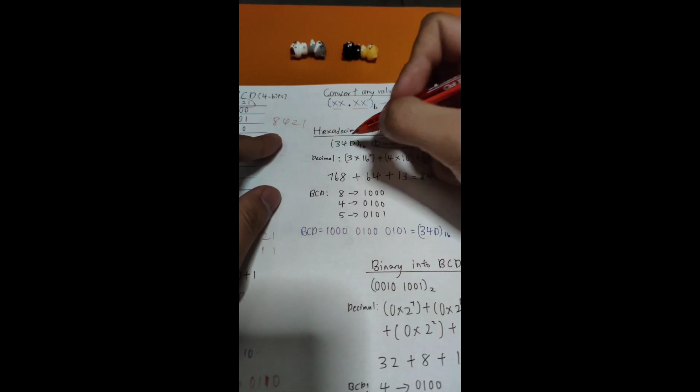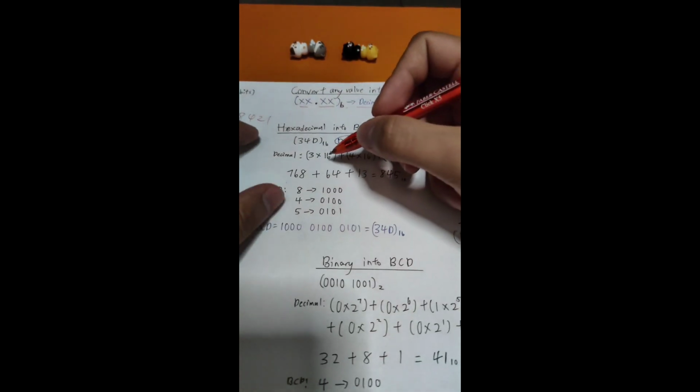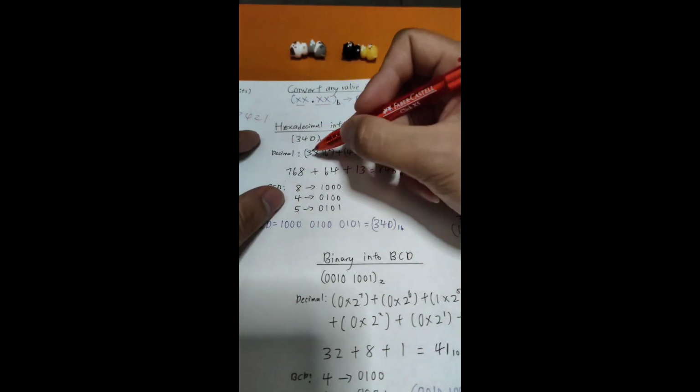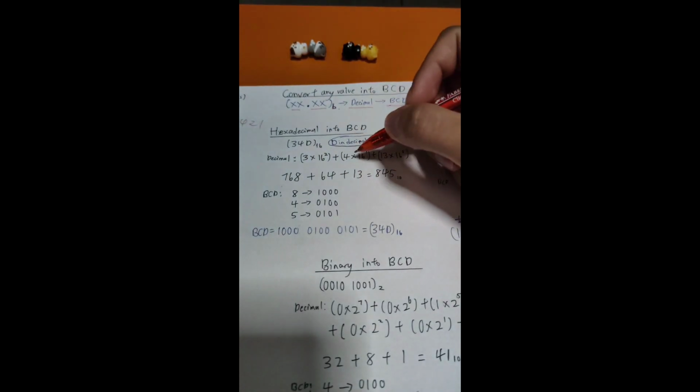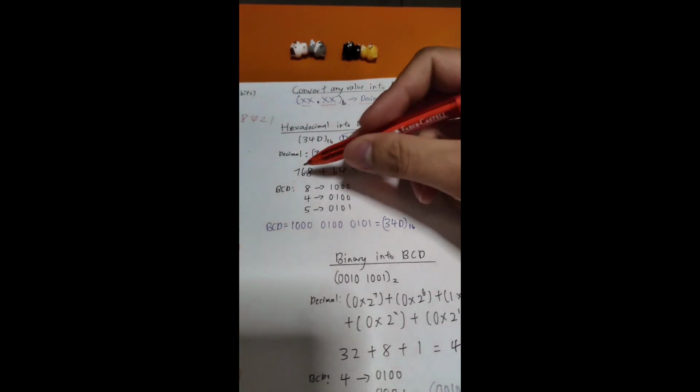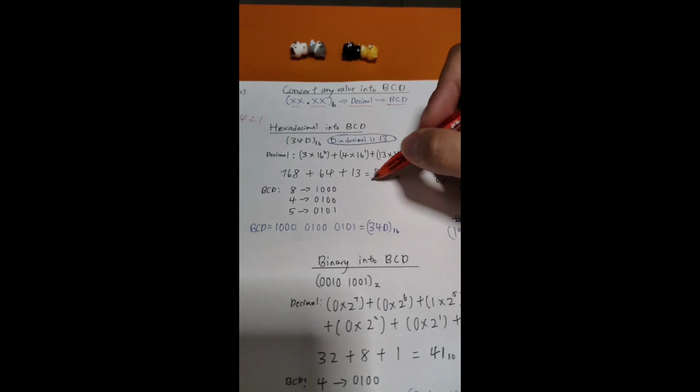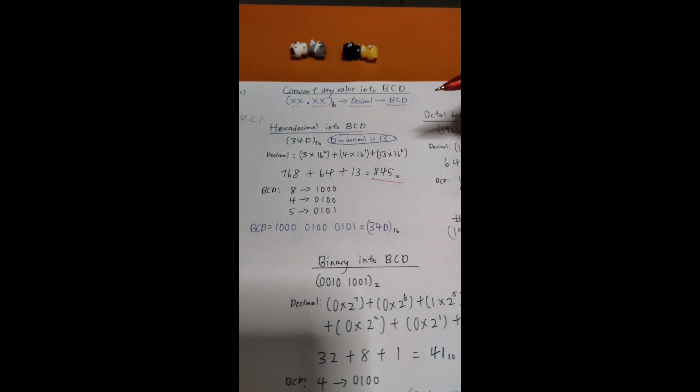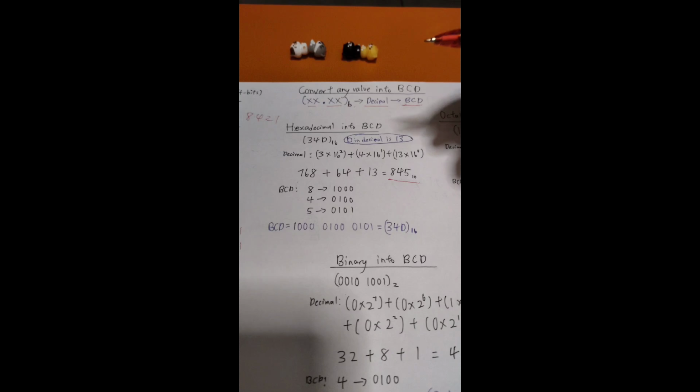For a hexadecimal example, we are using 34D base 16. D in decimal is 13. To calculate it, we need to convert into decimal first. So we convert 3 times 16 to the power of 2, plus 4 times 16 to the power of 1, plus 13 times 16 to the power of 0. So we get 768 plus 64 plus 13, and we get 845 in base 10, which is in decimal.